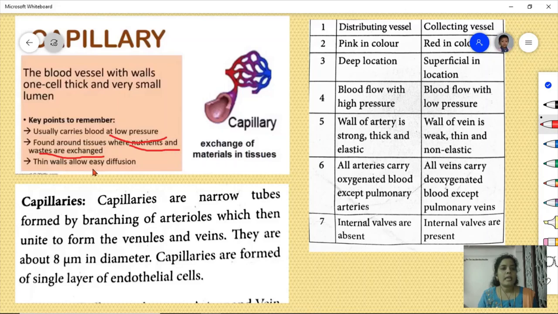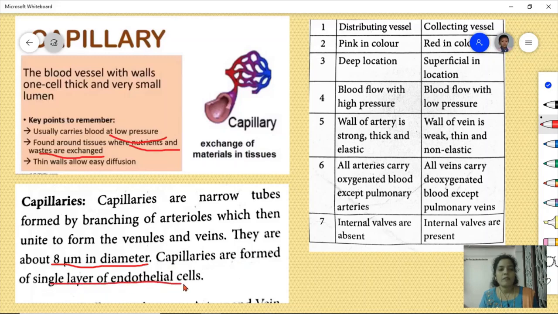Thin walls allow easy diffusion. The walls are very, very thin because they allow easy diffusion. The capillaries are narrow tubes formed by branching of arterioles, which then unite to form the venules and veins. They are about 8 μm in diameter. Capillaries are formed of a single layer of endothelial cells.